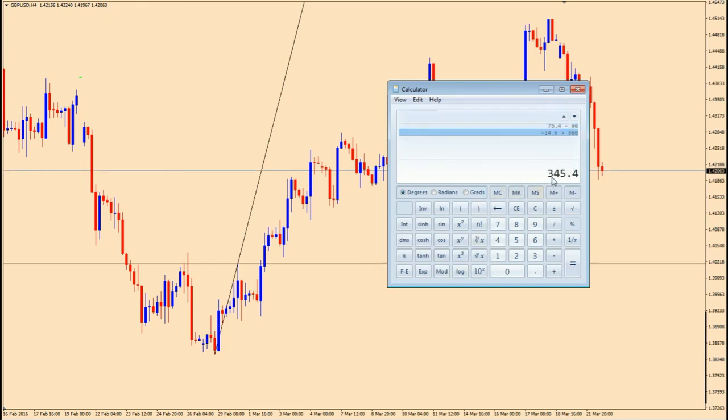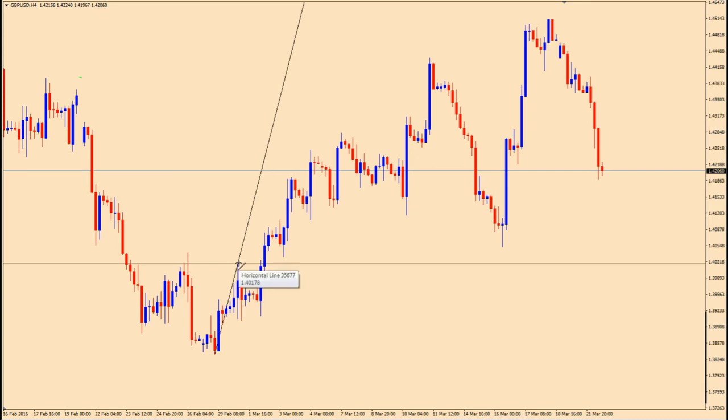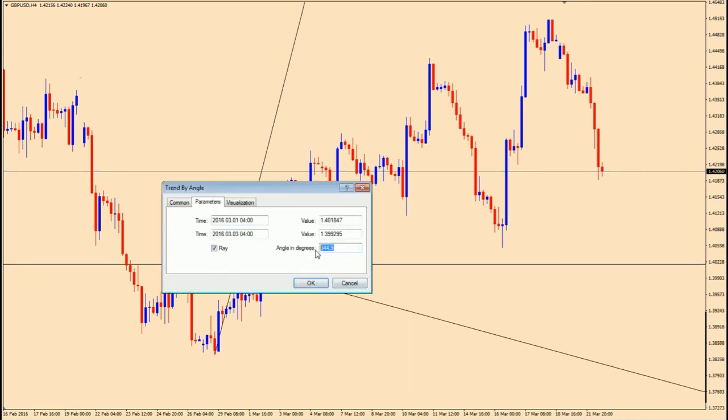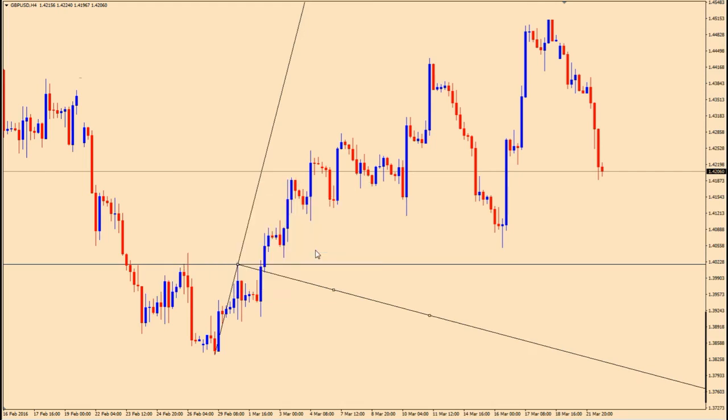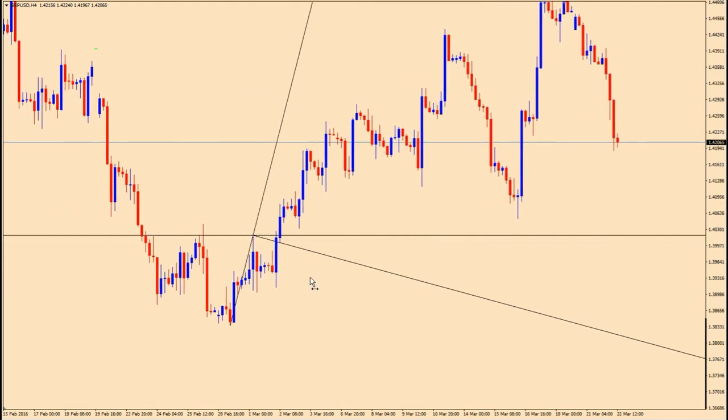So that shows us a 345.4 degree angle. So we're going to start right here and put 345.4 degrees, and that will give us the second side to our square, our first square here.